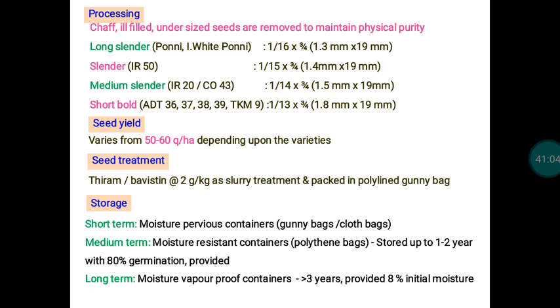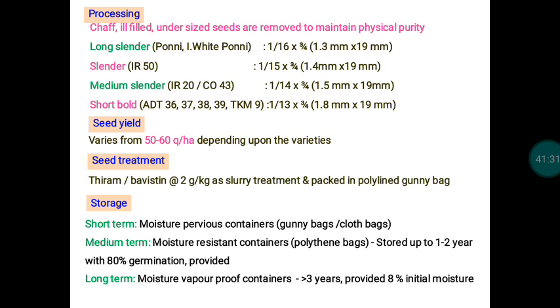Seed yield will be somewhere around 50 to 60 quintals per hectare, that is 5,000 to 6,000 kg per hectare in the case of a variety. Once cleaning and grading are over, we have to go for storage. Before storage, the material should be given some protection treatment, because during storage there is a chance for occurrence of pests and diseases.